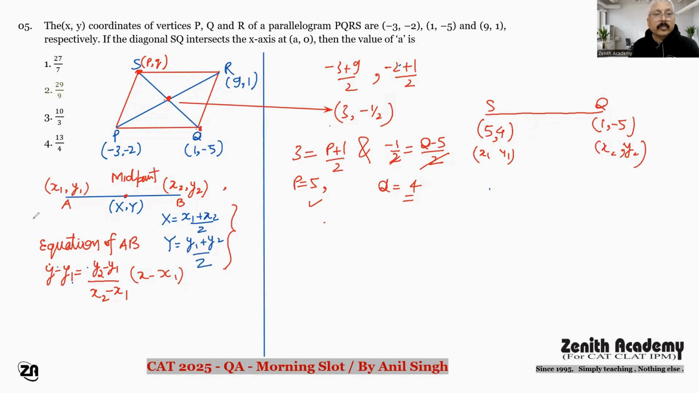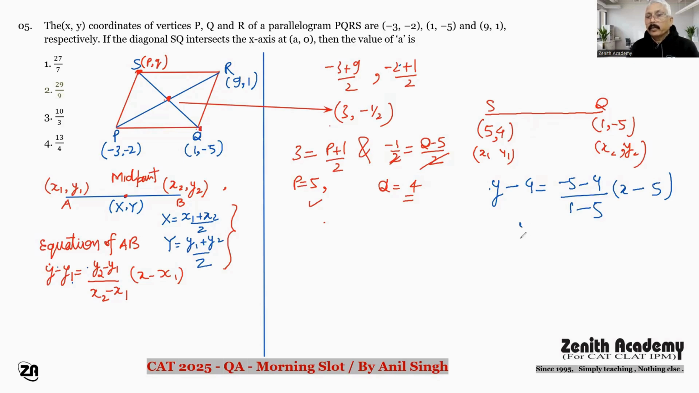So now apply this formula. This formula is y minus y1. तो y1 is what? 4. y2 is what? Minus 5. Minus y1 is minus 4 upon x2 is 1 minus x1. x1 is what? Minus 5 into x minus x1, which is 5.